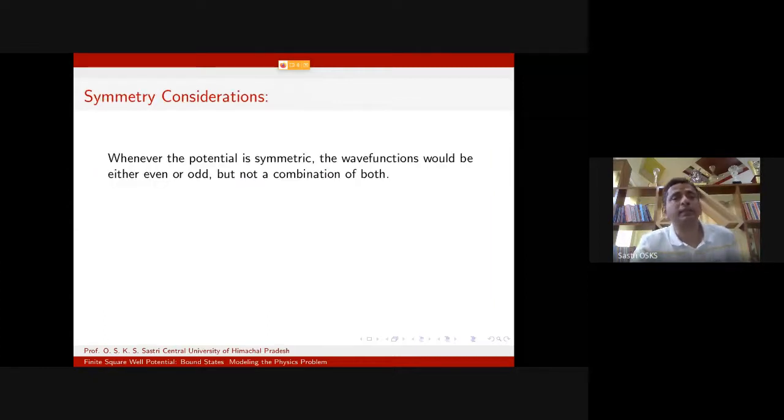And here comes the symmetry conditions, which is generally not done. This is what I found. You can look at the book Quantum Mechanics by Amit Goswami for this. He gives a very beautiful description.